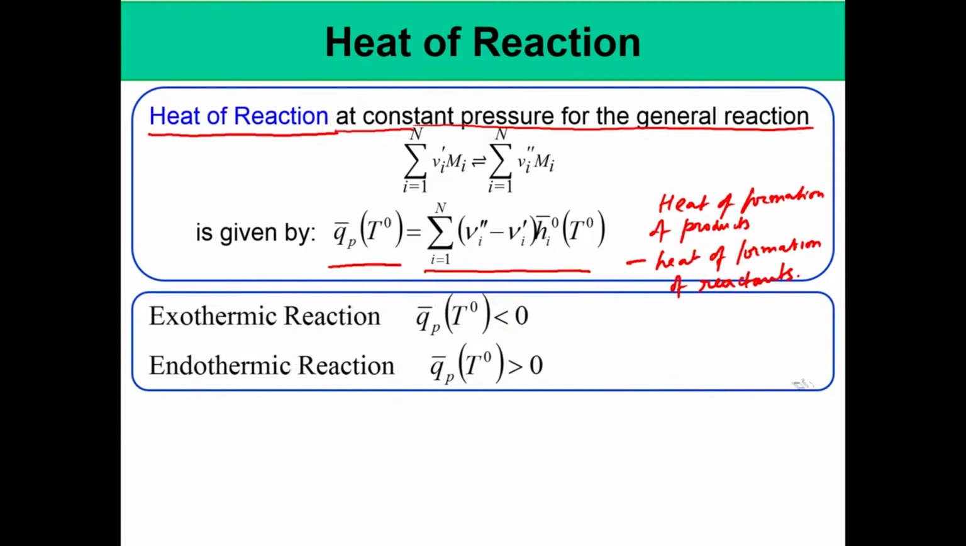So, for an exothermic reaction, your heat of reaction is less than 0, and for an endothermic reaction your heat of reaction is greater than 0, because an endothermic reaction means the heat has been absorbed. Now, once the heat has been absorbed, where does it go? The products have absorbed the heat to increase their own heat of formation. So, in an endothermic reaction, the heat of formation of the products is higher than the heat of formation of the reactants, and that is why the heat of reaction is greater than 0, whereas for an exothermic reaction the heat of reaction is less than 0.